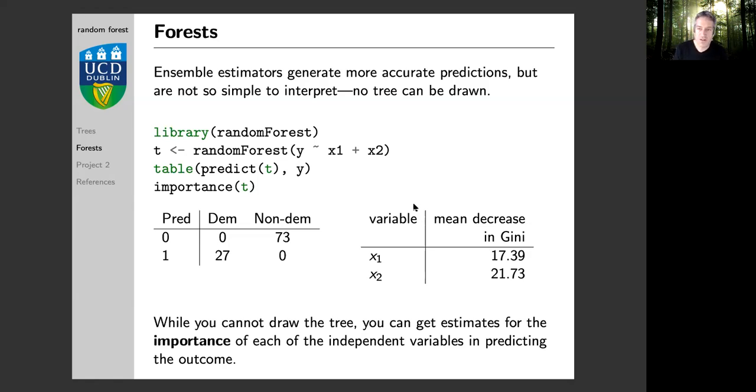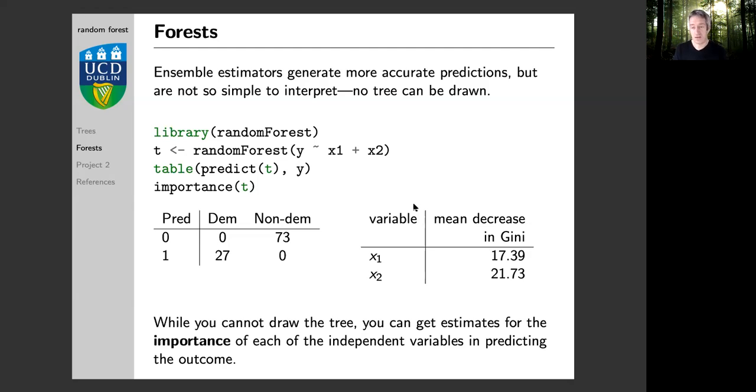So unfortunately, we can only resort to something that is a little bit less informative, which is the importance of each variable. It shows you each variable in the model and how important it was on average to predict the outcome. So variable x1 has a Gini coefficient of 17, x2 has a Gini coefficient of 22. This means that x2 was a little bit more important than x1 to estimate what the outcome is. But it's not so surprising.